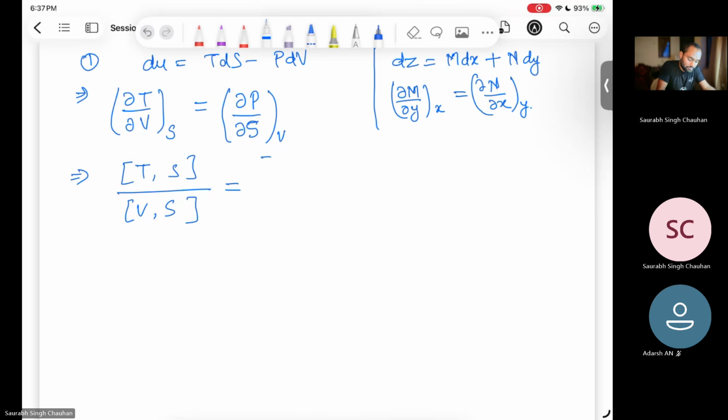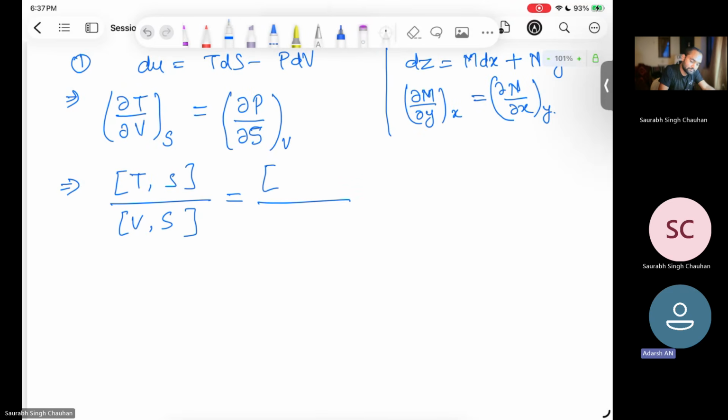is equal to, now tell what should I write? ∂t by ∂v, with s constant. Now this is the first term we have written. The partial derivative of t with respect to v keeping s constant, we have written like ∂(t,s) divided by ∂(v,s). Okay, so this is only the first term. Then we should write p comma v.